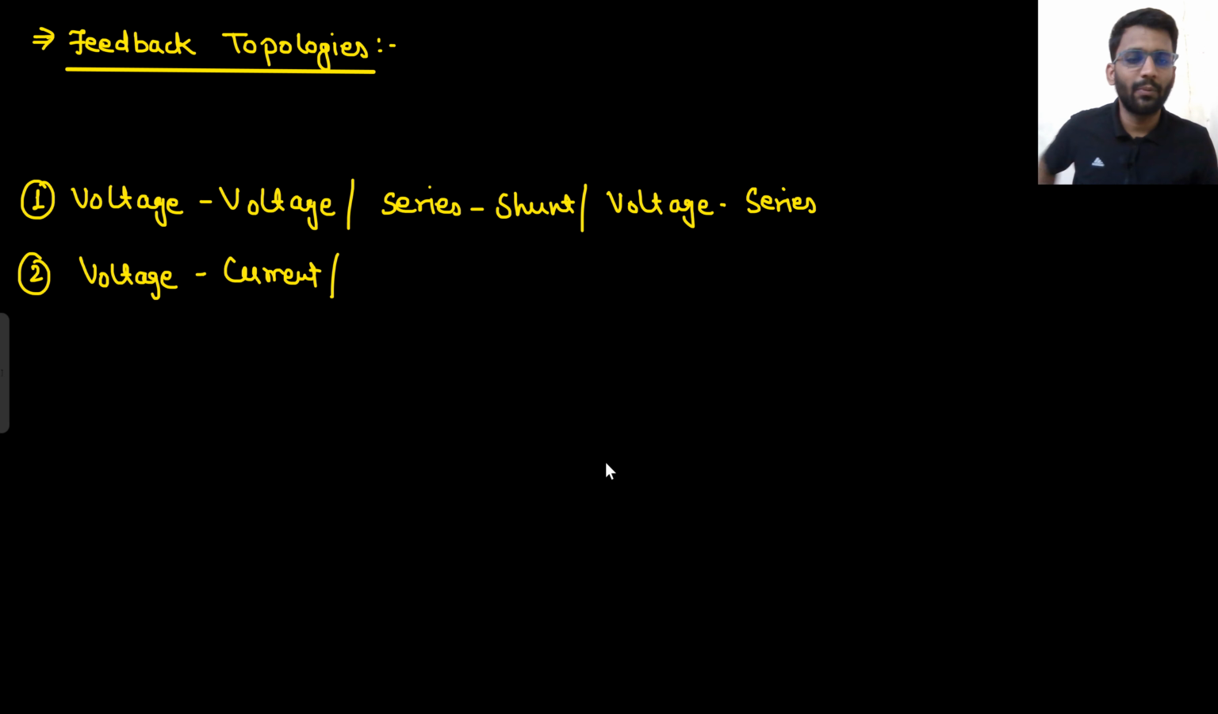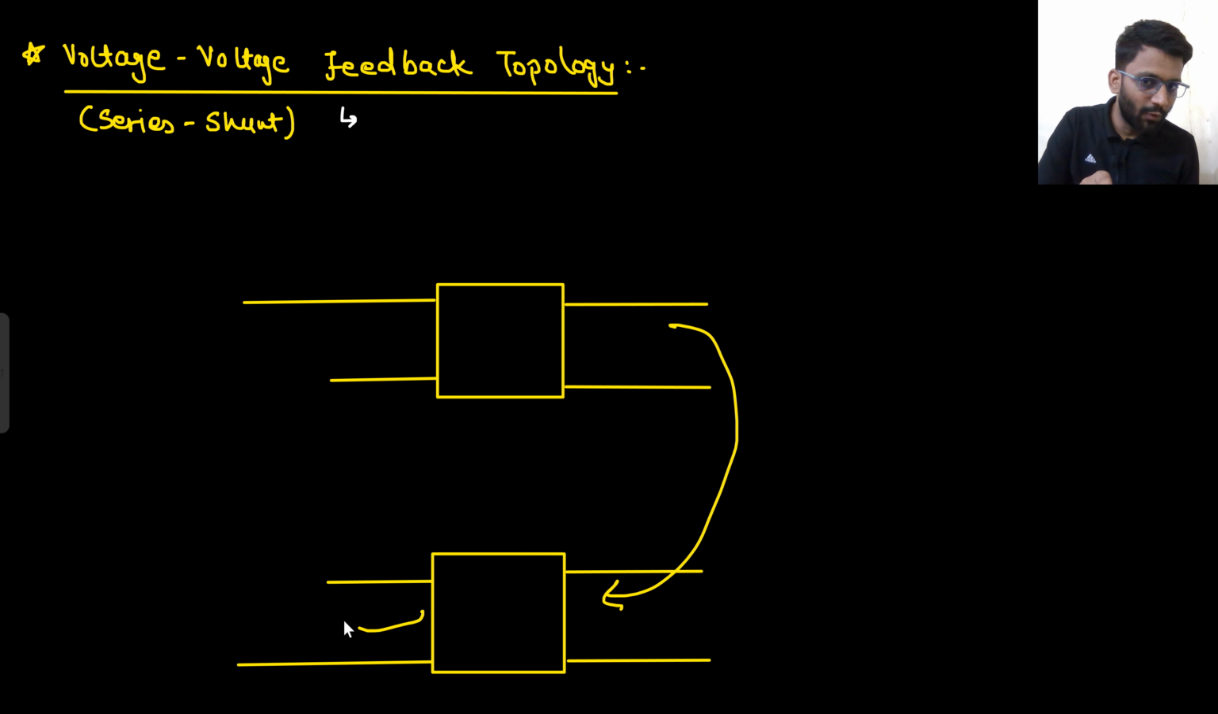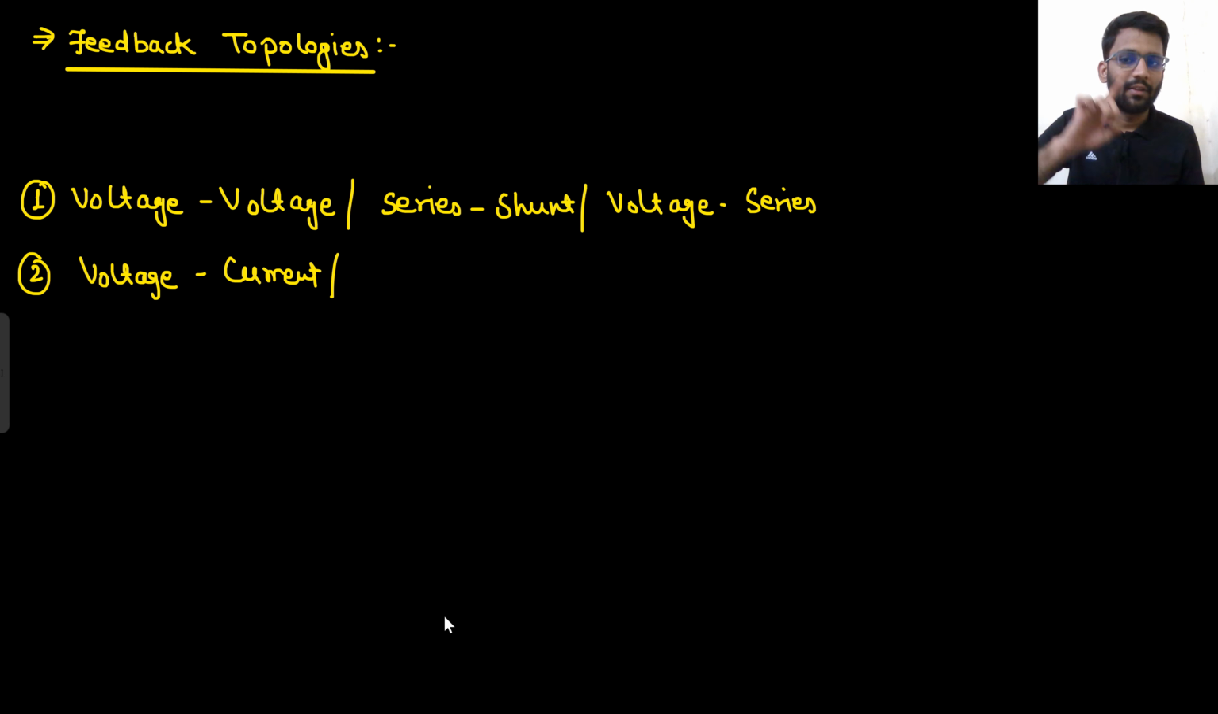So the first feedback topology is voltage feedback topology. What do you understand by that? From output, voltage is sampled and fed back to the input. From here voltage will be sampled, then converted into voltage only and fed back to the input. So voltage is sampled and voltage is mixed. That's why it is known as voltage sampling.